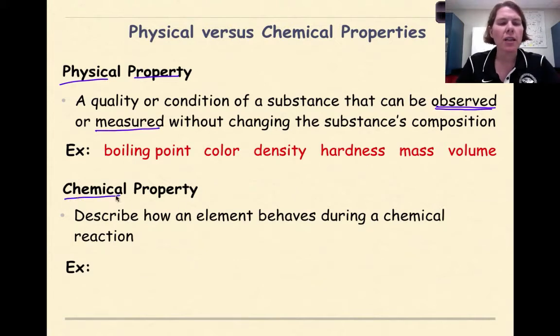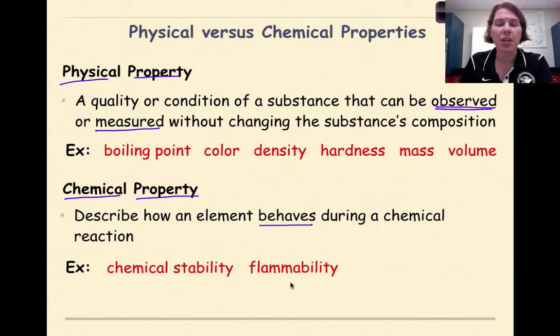Then we have chemical properties. And a chemical property is going to describe how an element behaves during a chemical reaction. So what exactly is going to go on? Some examples of chemical properties might be chemical stability, flammability, reactivity, or toxicity. The list of physical and chemical properties definitely goes beyond what I have listed here as examples.